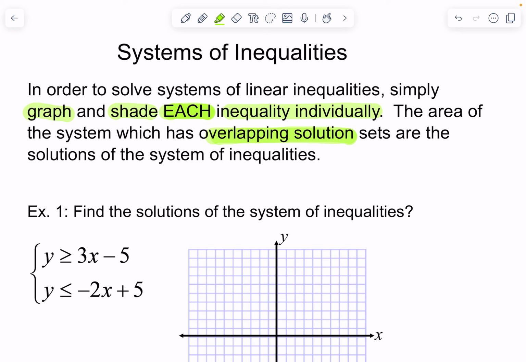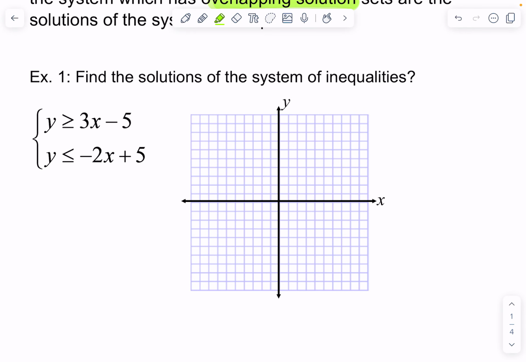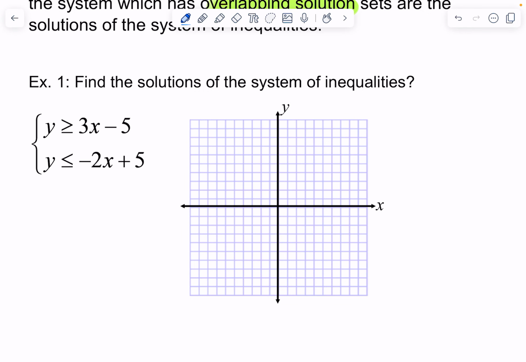And if you shade it the way I'm going to teach you today, we're going to create a little checkerboard in the actual overlapping area, which makes it very easy to identify the solutions. So let's get right to it. All right, so you have to know how to graph linear equations in order to solve linear systems. So we're going to start here with this guy.